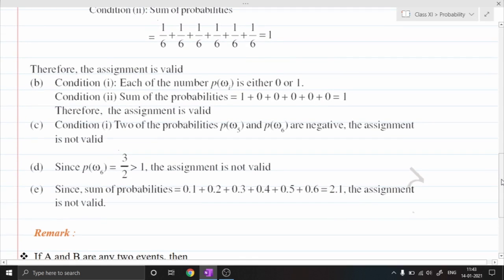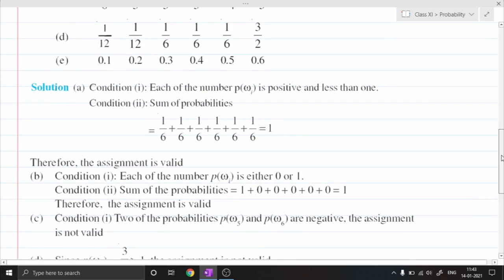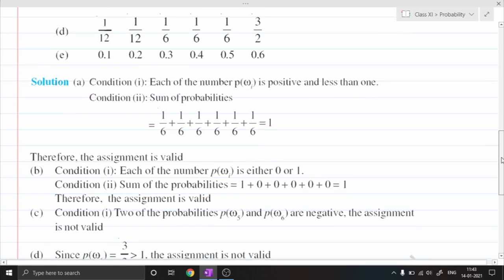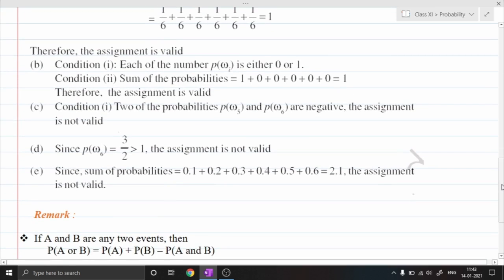Okay, then part E. In part E, you observe all the assignments are given in decimal, and all the assignments are between 0 and 1. That is, there is no problem in condition number 1. But condition number 2 says we have to add and check whether they are equal to 1 or not. So here they have added all of them. Look at part E, the value is coming 2.1, so that value is more than 1, therefore the assignment is not valid.